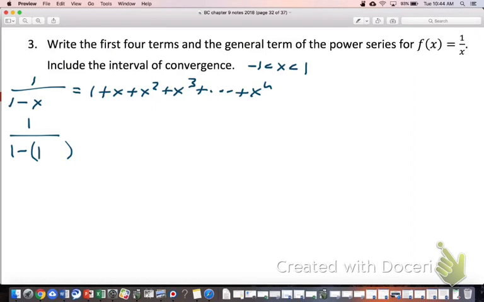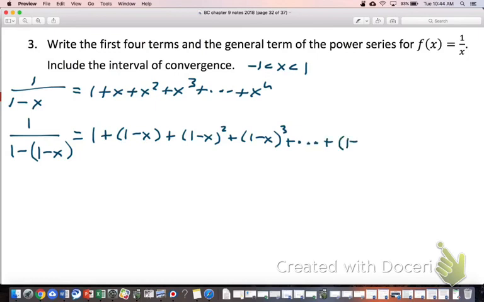1 minus x. So algebraically, this works out pretty nicely, right? Distribute the minus sign. The ones add out. Minus the negative x is really plus x. So this would give us 1 plus 1 minus x plus 1 minus x squared plus 1 minus x cubed plus ... 1 minus x to the n, like that.